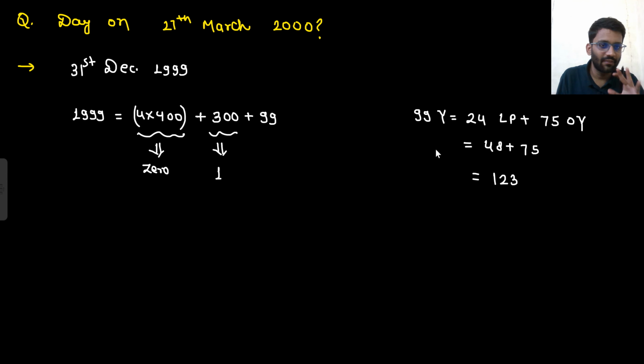Okay, and the time will never run out. In your GATE examination, the time is never going to run out. You will have enough time. So these kinds of calculation you should do with the calculator only, so that no errors come. And if you want to do it in the air, you can do it in the air as well. So 123 odd days.